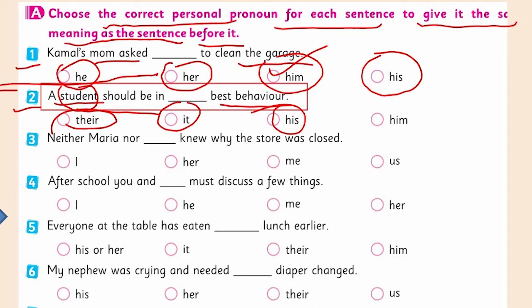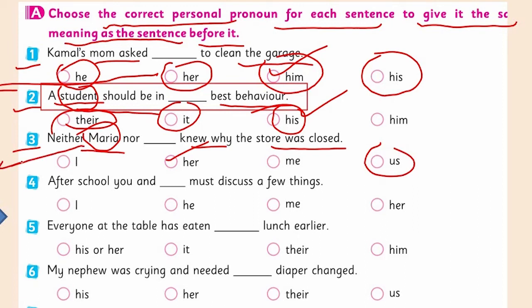The behavior belongs to a student here. We have discussed the possessive nouns and pronouns in our previous lesson, so you should know what it is. So the right option will be his here. Look at the third one: neither Maria nor knew why the store was closed. Neither Maria nor her. If we choose her, it will be again about Maria. No, if we use us, then there is no need to add Maria here.